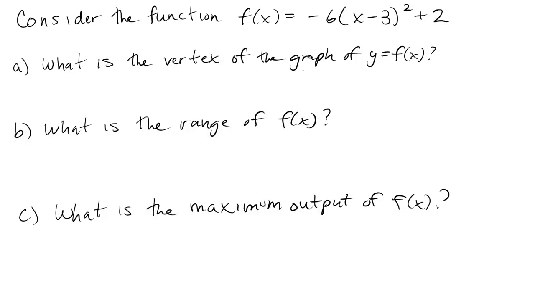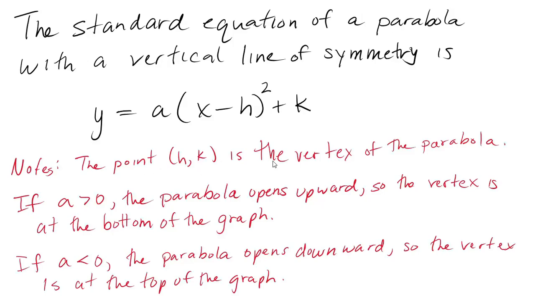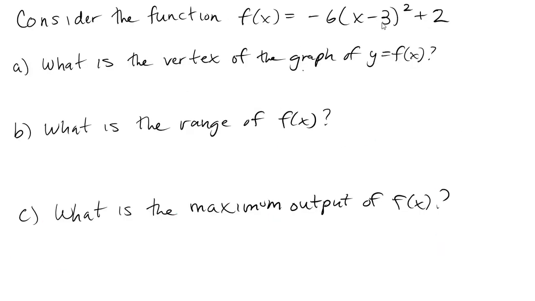We have a rule written out. The point h comma k is the vertex of the parabola, where h is the number that you're subtracting from x and k is the number on the outside, the constant that's being added. So just applying that rule, we're subtracting 3 from the x, so the x coordinate of the vertex is 3, and we're adding 2 on the outside, so the y coordinate of the vertex is 2.